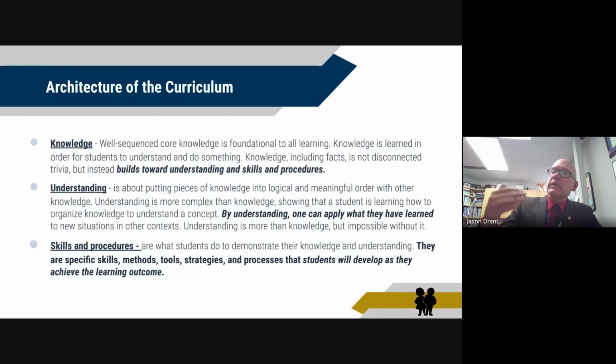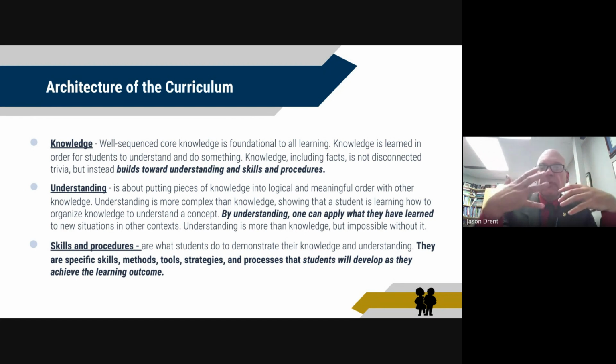Now, moving forward, we do now have the addition of the knowledge, understandings, and skills and procedures, so the KUSPs, okay? The knowledge includes facts, but it builds towards understanding and skills and procedures. The understanding is focused for students on how and what they can apply with what they've learned, okay? The skills and procedures are about those processes that students will develop as they achieve the learning outcome.